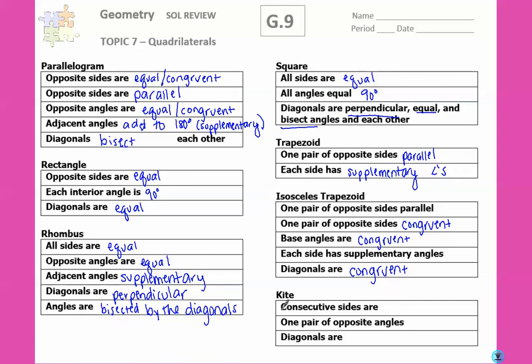And then finally, a kite: the consecutive sides are congruent. It has one pair of opposite angles that are congruent, and the diagonals are perpendicular.